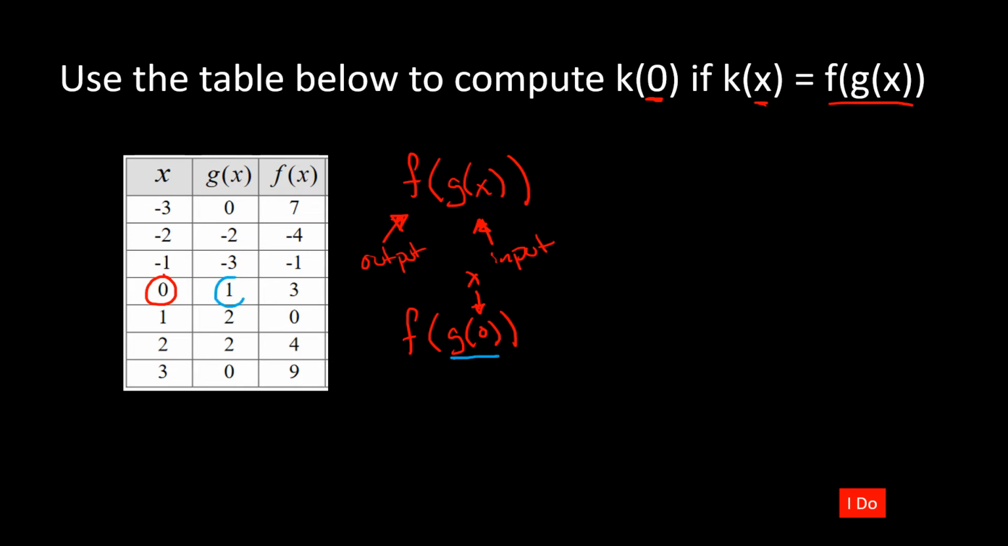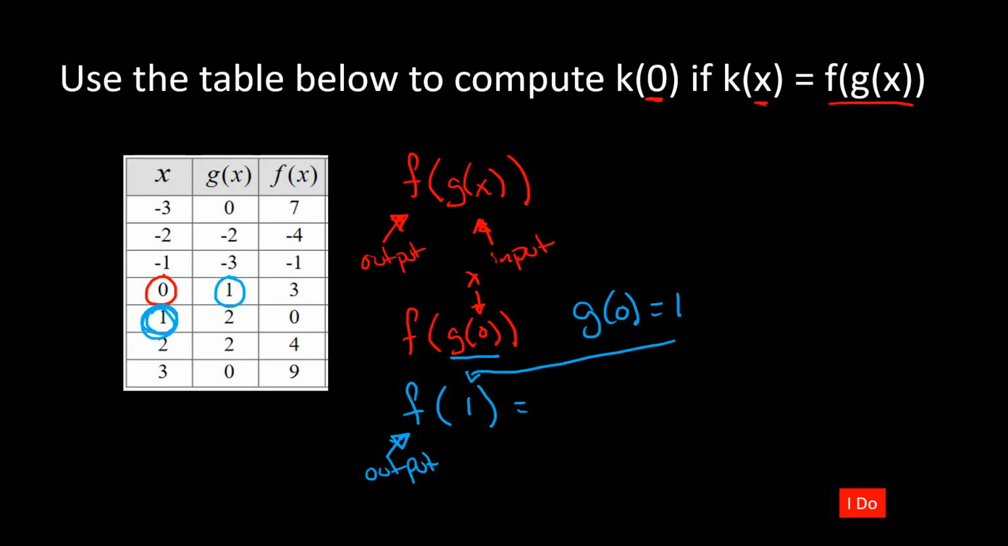Well, g of 0 here is 1. Do you see that there? When x is 0, g of 0 is 1. So what that means now is our new input is 1. I write this out here, g of 0 is equal to 1. And this is our new input into our final output of f. So what is f of 1? Well, when I look here, f of 1, and I'm going to circle that in blue, our output of f of 1 is 0. In other words, f of 1 is 0.